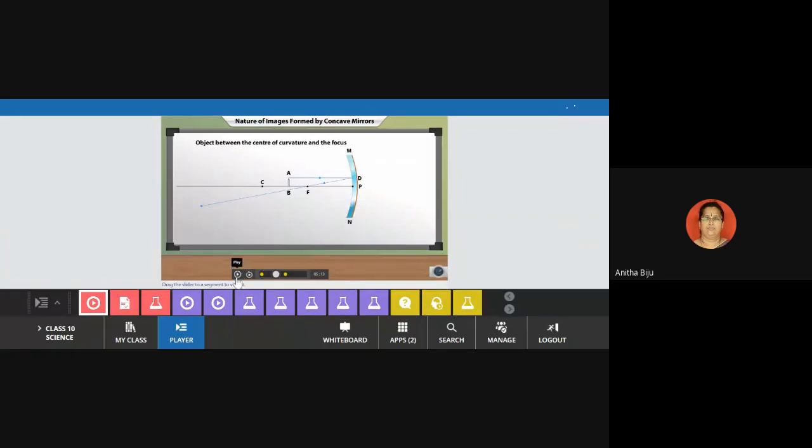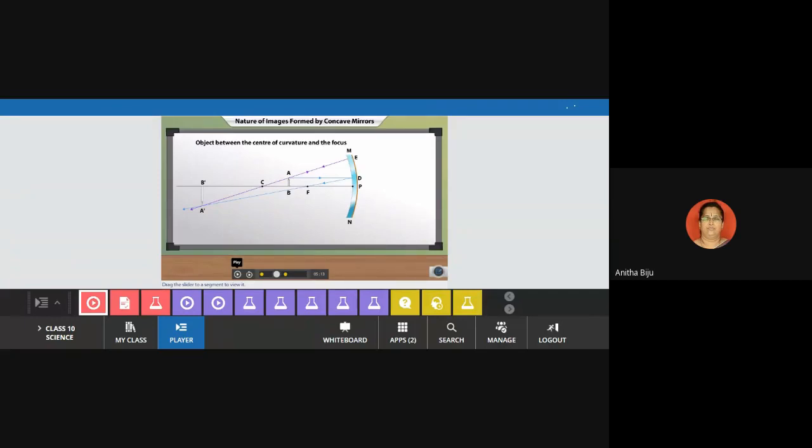Now let us see what about the second ray. The reflected rays intersect at A dash to form an image. The second ray is the ray which is passing through the center of curvature. After reflection, the reflected ray goes through the same path. So you can see the same ray with two different types of arrows.